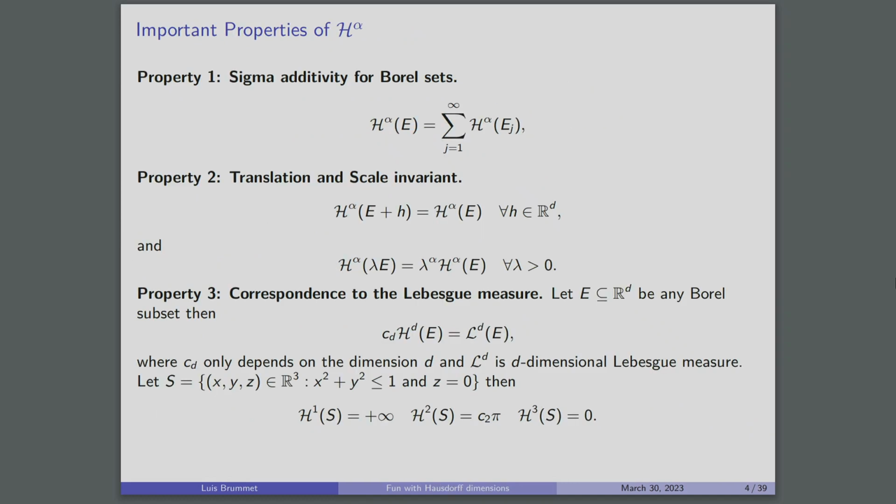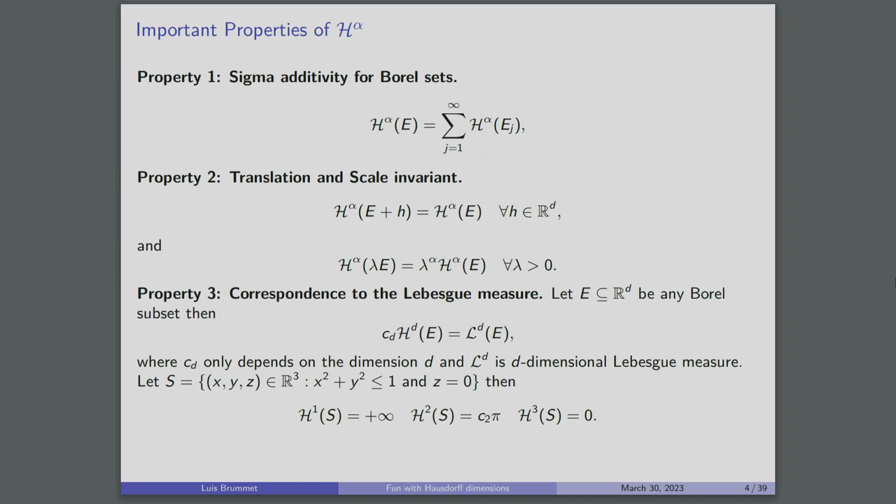Then you can pull it out, giving lambda to the alpha, because you can just pull it out of the sum. And the third property: you might ask yourself, what would be the relationship towards the Lebesgue measure? What you can show is that, taking for example a Borel set in R^d, those agree up to a dimensional constant. That is important, but I want to say clearly that the alpha here has to be really the same dimension as R^d, otherwise this is not working.